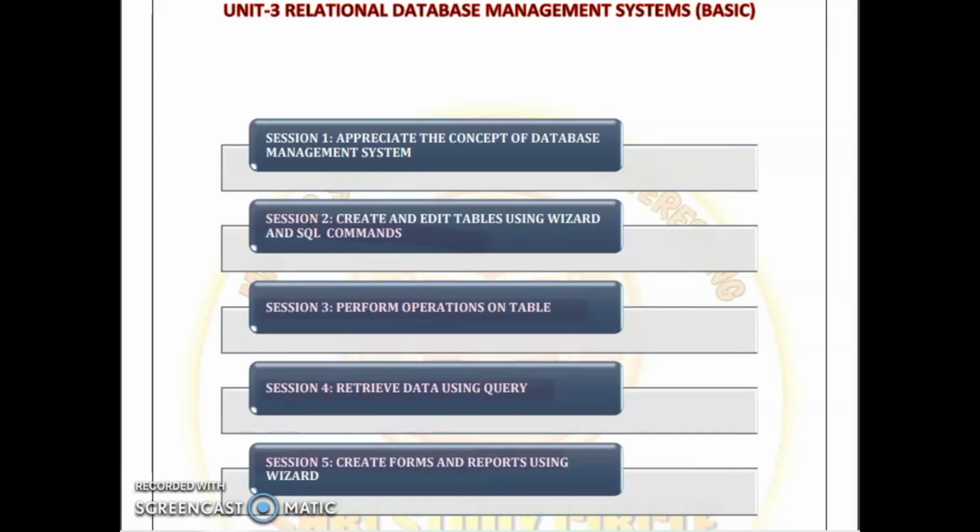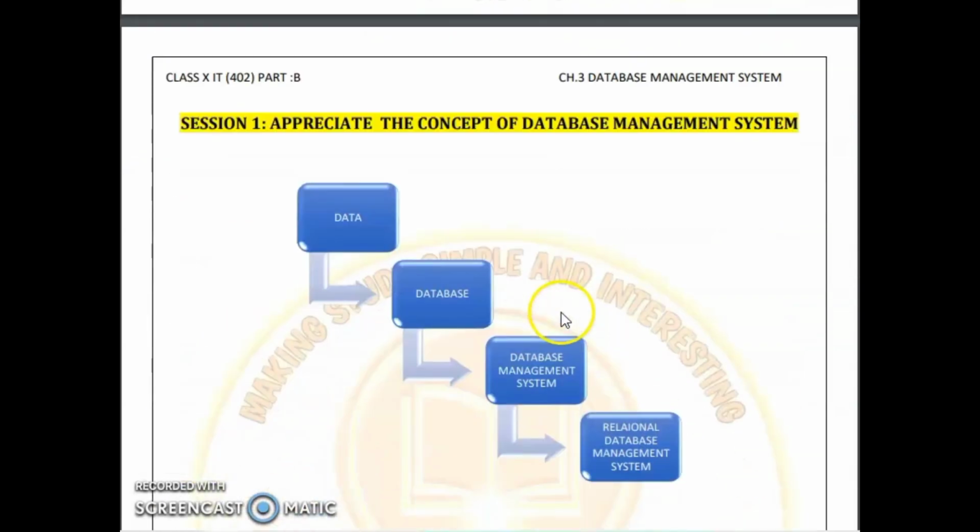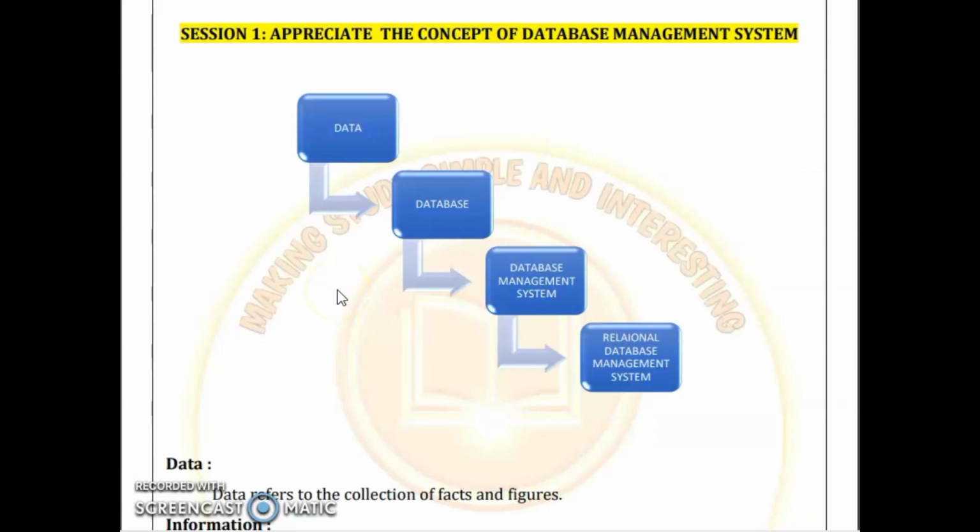So let's start with session number 1, that is appreciate the concept of database management system. We will see the meaning of data, then database, then database management system, and then relational database management system. The last one, the relational database management system, consists of first data, then database, then database management system, and then relational database management system. You can see this. Okay, so what is data?